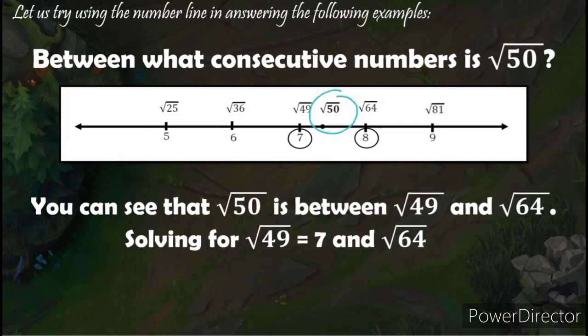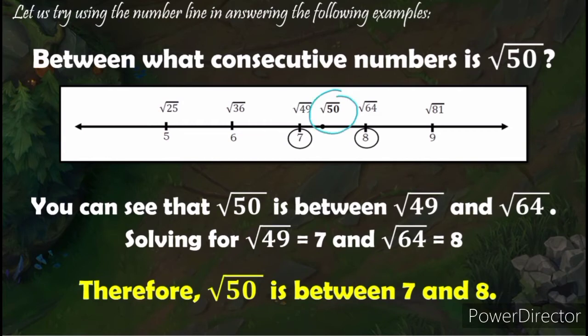You can see that the square root of 50 is between the square root of 49 and the square root of 64. Solving, the square root of 49 is equal to 7 and the square root of 64 is equal to 8. Therefore, the square root of 50 is between 7 and 8.